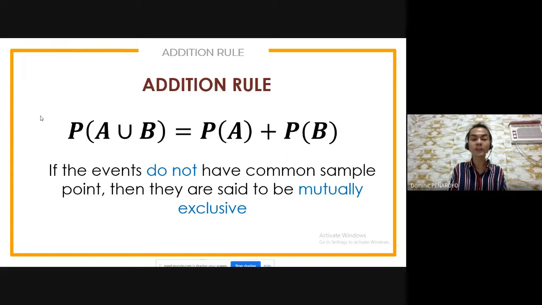Now, for the addition rule, we have two cases. First is if the events do not have a common sample point. If they do not have a common sample point, they are said to be mutually exclusive. There are no repeated sample points in event A and event B, and we call it a mutually exclusive event.